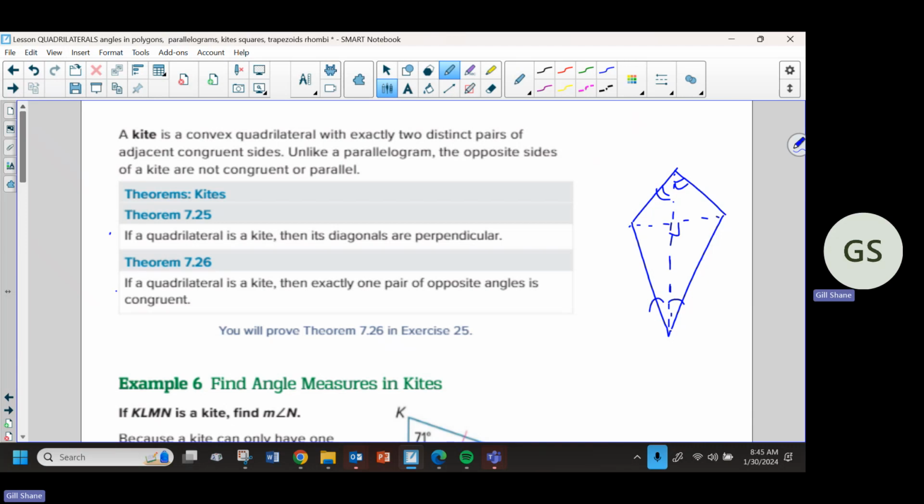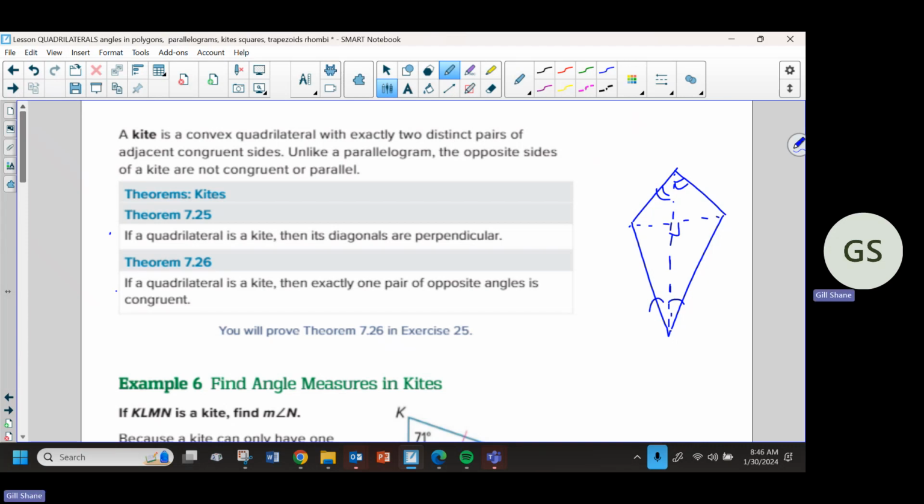Oh, crap, forgot one thing. Oh, I'm sorry, they don't bisect here. I didn't mention that. Only one diagonal bisects. Right? So make sure you understand that. That's not really a theorem.